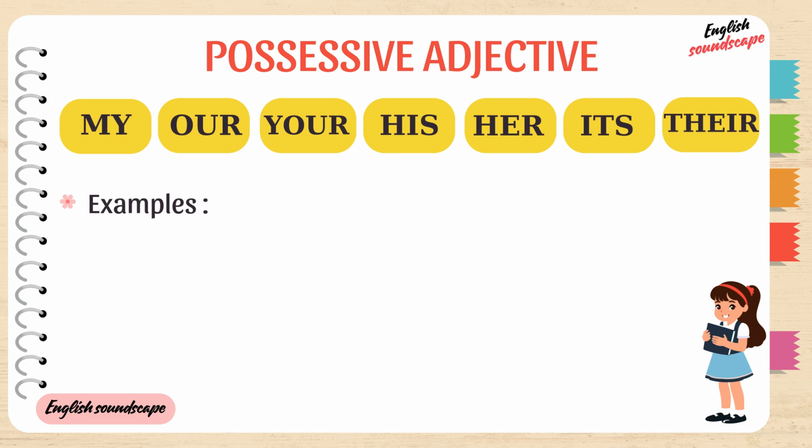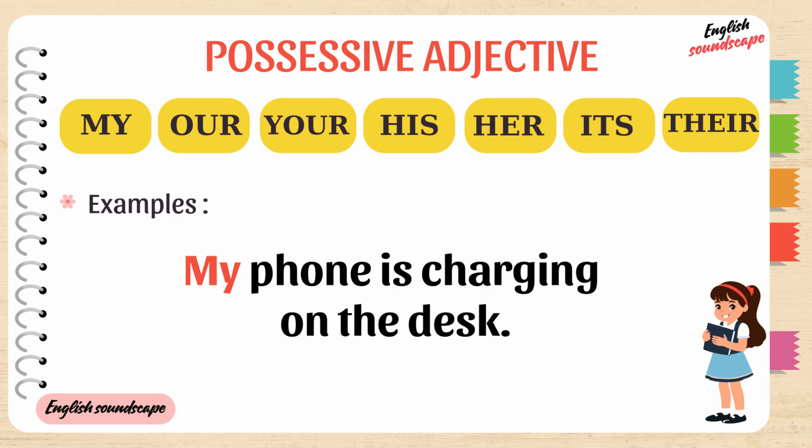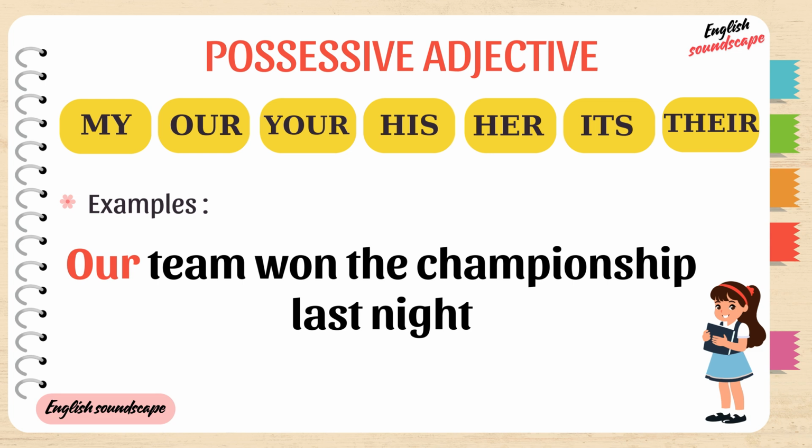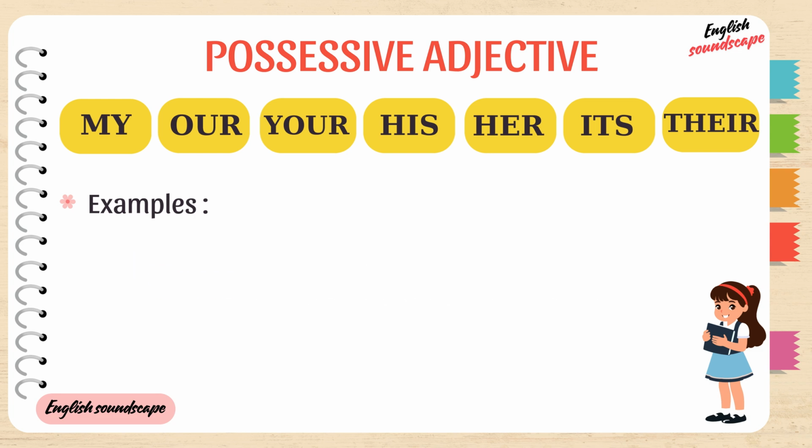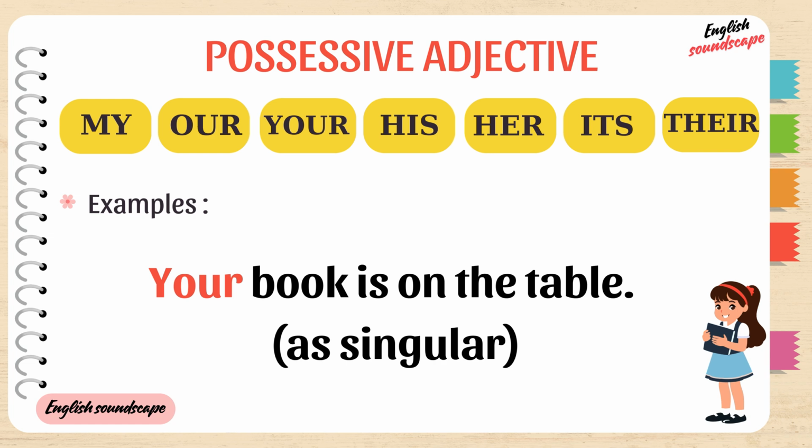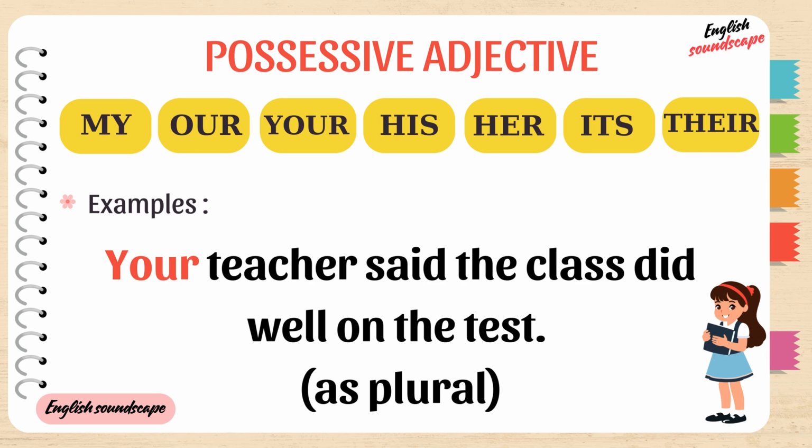Possessive adjective. My, our, your, his, her, its, their. Examples. My phone is charging on the desk. Our team won the championship last night. Your book is on the table. As singular. Your teacher said the class did well on the test. As plural.